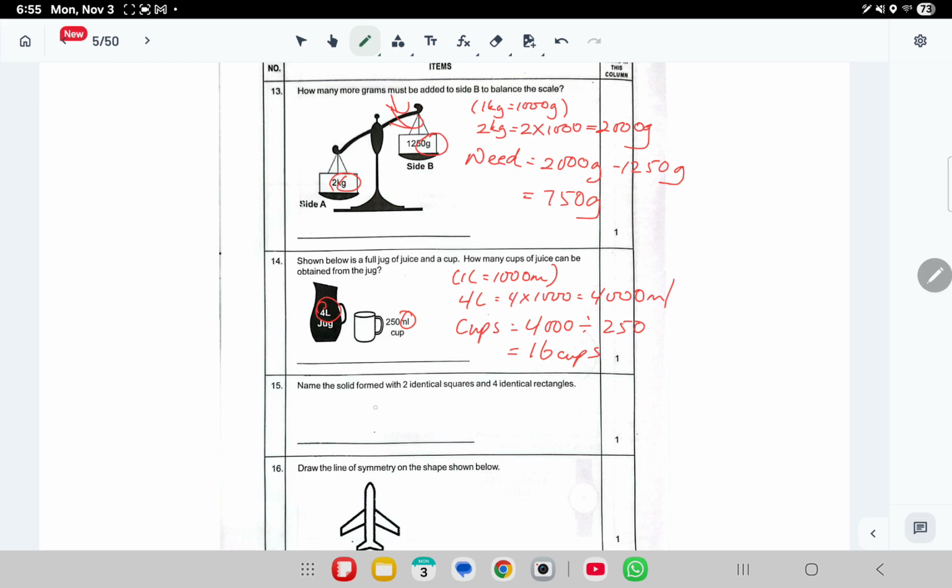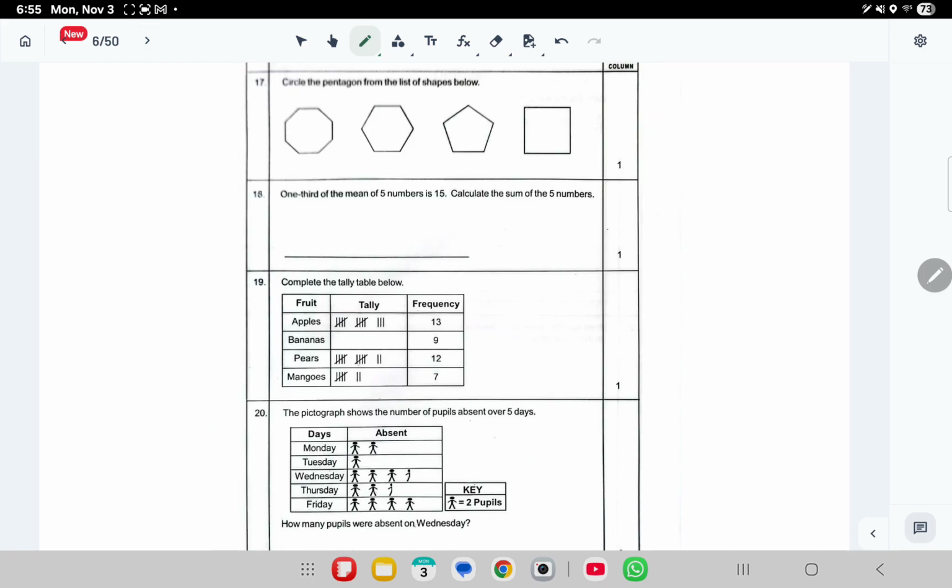Number 15, name the solid formed with 2 identical squares and 4 identical rectangles. Well, that's a cuboid. Draw the line of symmetry on the shape shown below. This has one vertical line of symmetry coming straight down the center here. Number 17, circle the pentagon from the list shown. Penta is 5, so a pentagon is a 5-sided shape.